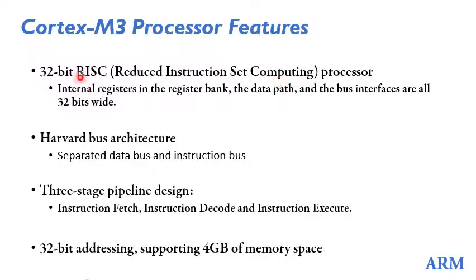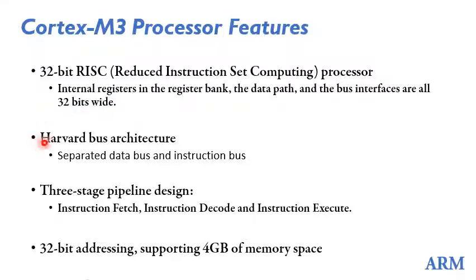Now what do you mean by a 32-bit processor? The internal registers, the data path and the bus interfaces are all 32 bits wide. In other words, the 32-bit processor is capable of handling 32 bits of data at a time. What I mean is, it can access 32 bits of data from memory at a time. It can perform arithmetic or logical operations on 32-bit data at a time, and things like that.